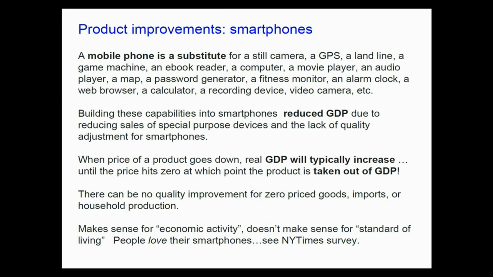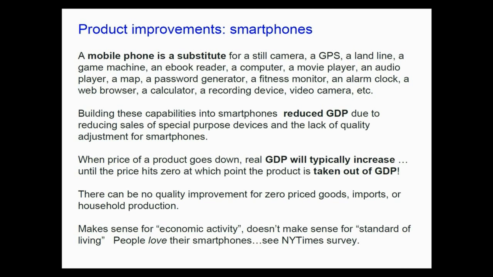So, as I said, the price of a product goes down, real GDP goes up, the price hits zero, then it's no longer in GDP. So there's no quality improvement in GDP for these smartphones, right? Because it's already at a price of zero, or the components, I should say, of the smartphones. Yet we're spending hundreds of millions of dollars on teams of engineers doing all sorts of great, cool things with the phones, since the cameras in the phones are one of the reasons that people might choose one phone over another.